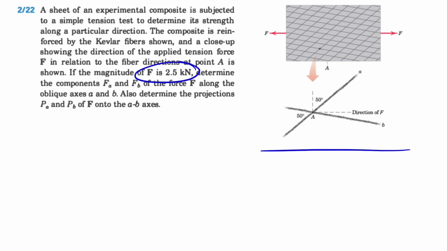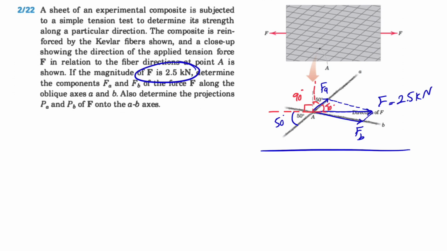So for finding the FA and FB, we'll draw one line parallel to A and one line parallel to B, and this is going to give us the FA, and this will be our FB, but there are some angles missing in here, and obviously this is our F, which we know is 2.5 kilonewtons. So we know this angle here is 50 degrees, and we know these two are perpendicular to each other. So that means this is 90 degrees, we have 15 here, that means here we have 40 degrees.